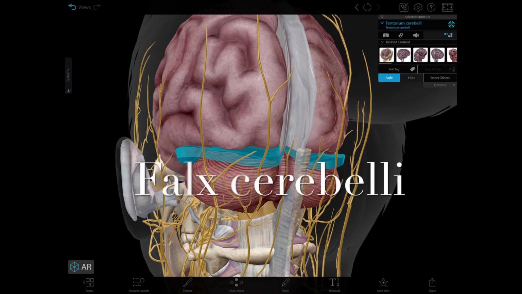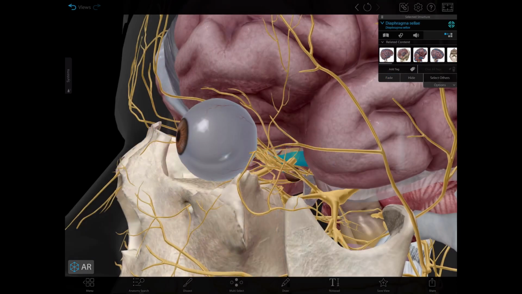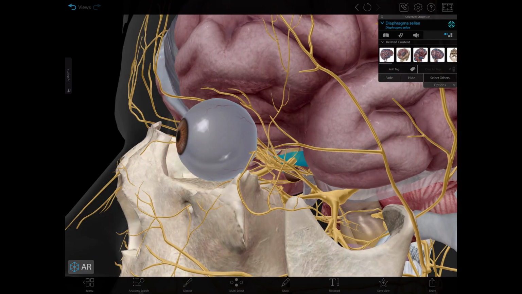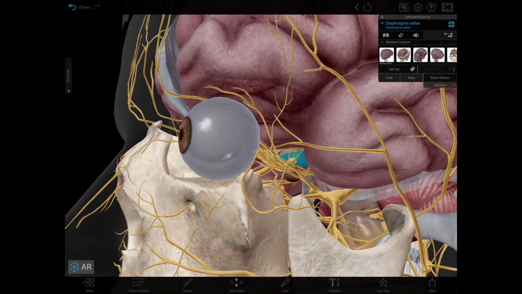Also, we have another structure called the falx cerebelli, which is a small sickle-shaped fold in the posterior cranial fossa that projects between the right and left cerebellar hemispheres. And lastly, we also have the diaphragma sellae, which is a small circular fold that forms the roof of the sella turcica, right here. And it has a small opening for the pituitary stalk.